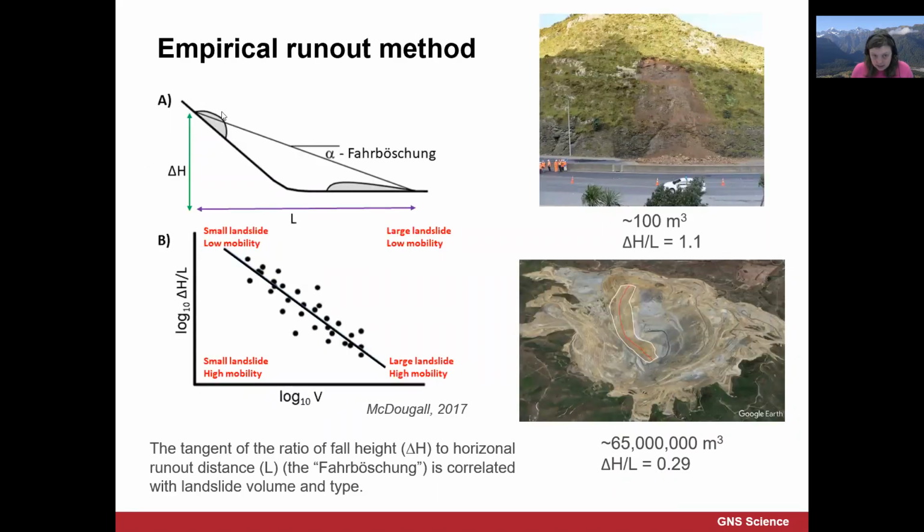And we've calculated the tangent of their fall height to their horizontal runout distance, their Fahrböschung angle, for each of these landslide types. And this has a correlation with landslide volume. So smaller landslides have a lower mobility, whereas larger landslides have a higher mobility. And we can see that on the examples here on the right.